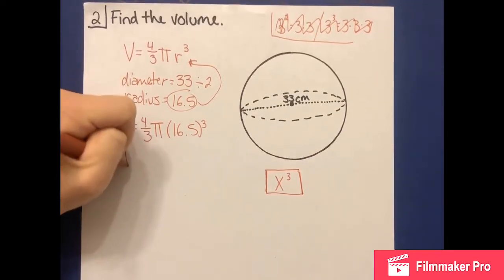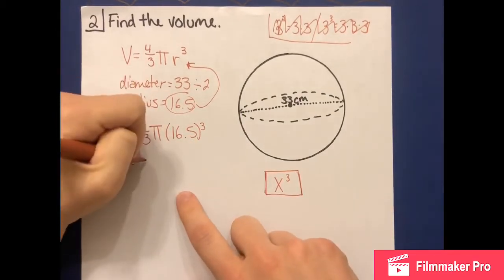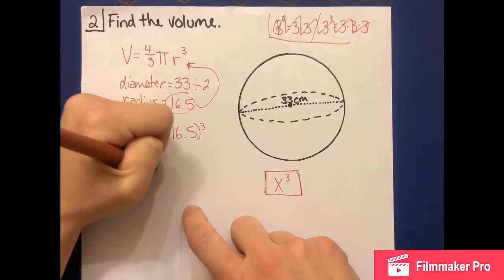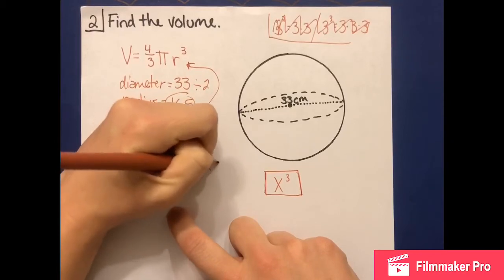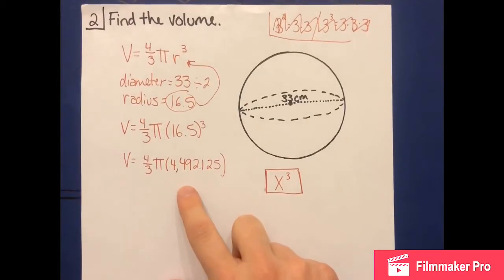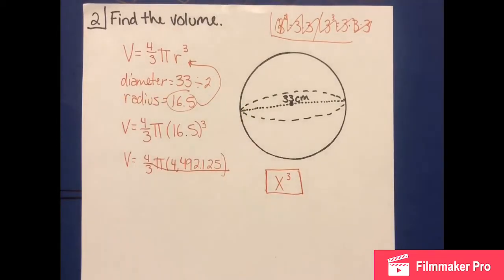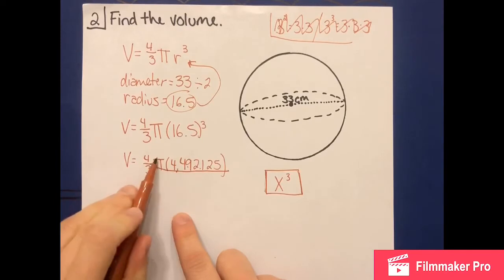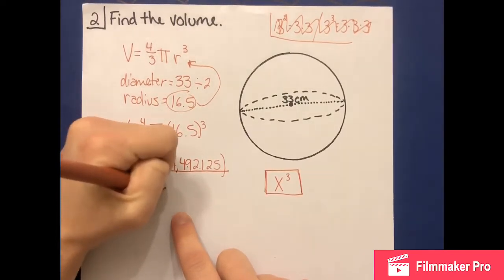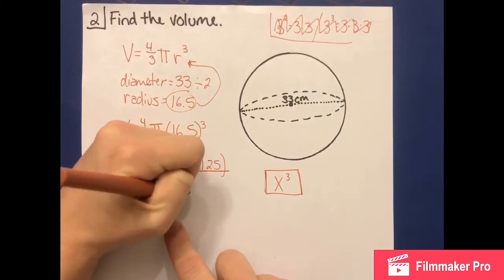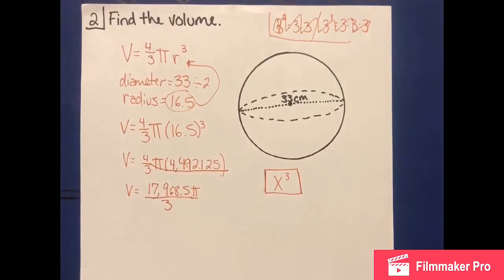Now onto this, we have 16.5 cubed. We end up getting that is 4,492.125. Okay, so first, I'm going to multiply the top. So it's almost as if this 3 is dividing the whole thing. I'm going to multiply this by 4. I get volume equals 17,968.5 pi over 3.